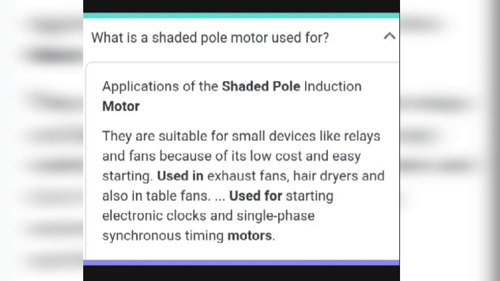They are suitable for small devices like relays and fans because of their low cost and easy starting. They are used in exhaust fans, hair dryers, and also table fans. Used for starting economic clocks and single phase synchronous timing motors.